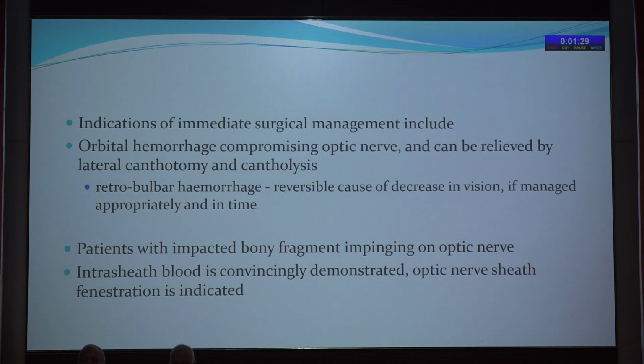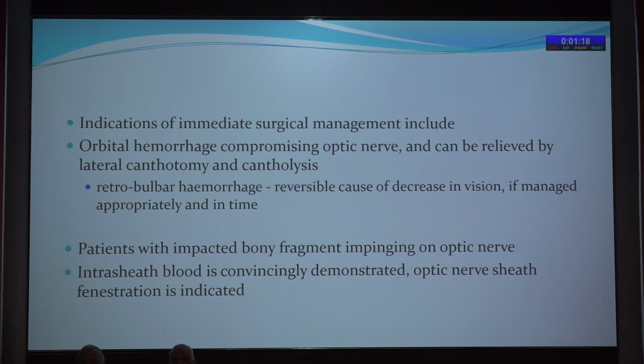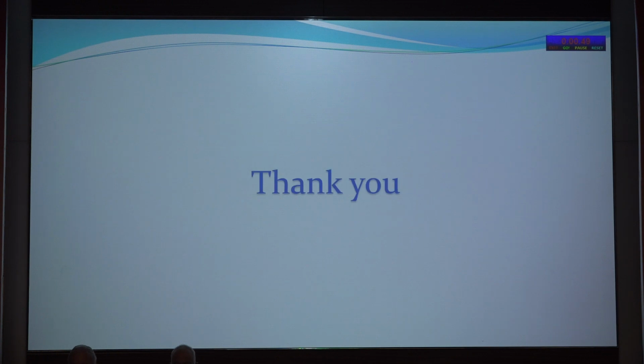There is a small subset of patients where surgical intervention may actually help. One of the most serious complications which can occur is orbital hemorrhage, where a small intervention, a canthotomy or cantholysis, may actually help in decompressing the orbit. You may drain it also, and probably prevent the irreversible loss of vision. If patients have an impacted bony fragment impinging on the optic nerve, doing a decompression may help. If intra-sheath blood is definitely there, optic nerve sheath fenestration may be indicated in such a case. Thank you.